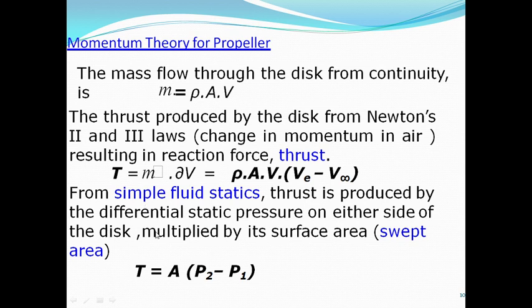And the other way, simple fluid statics says that force is nothing but area multiplied by the change in pressure, that is P2 minus P1, where P1 is just before the actuator disc and P2 is just after the actuator disc. So these are the two ways to find the thrust force.